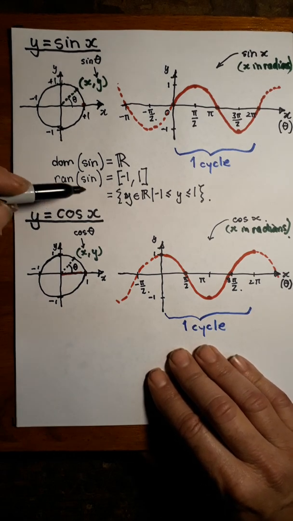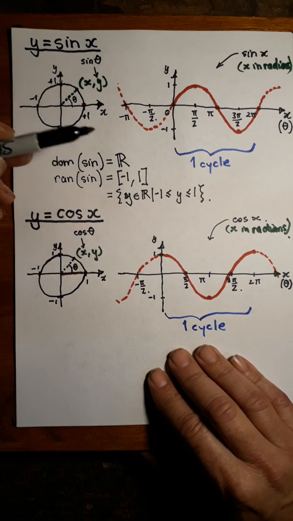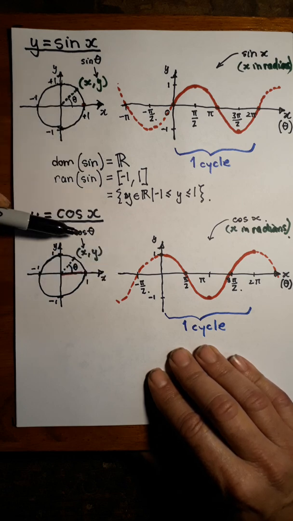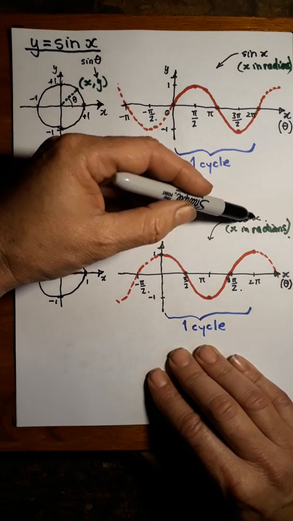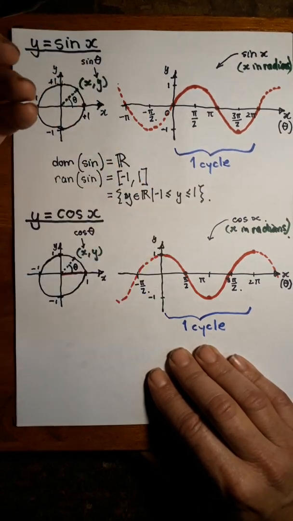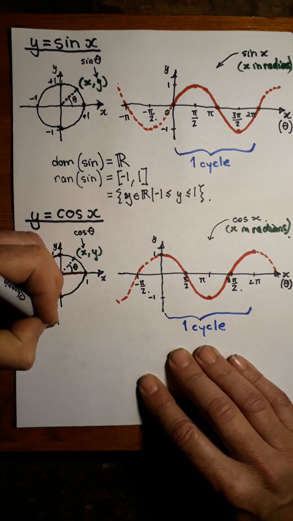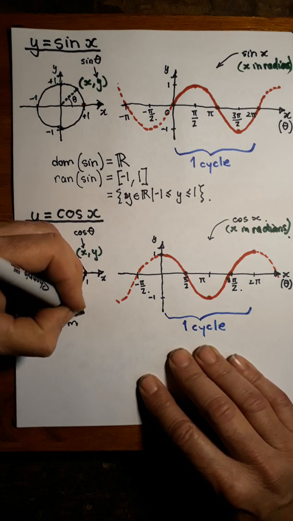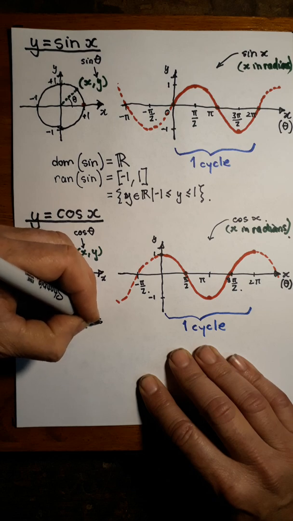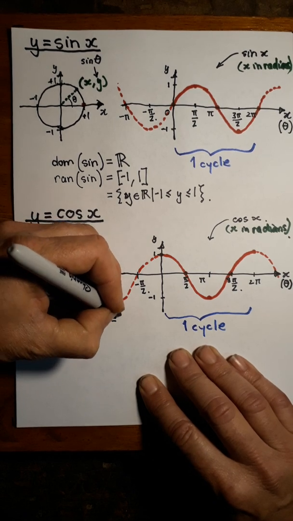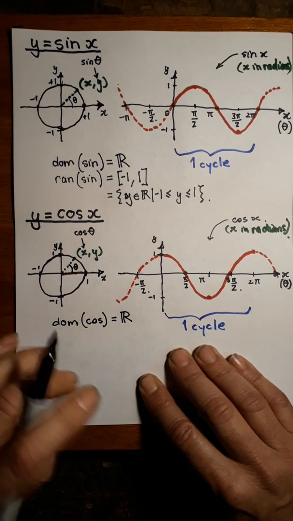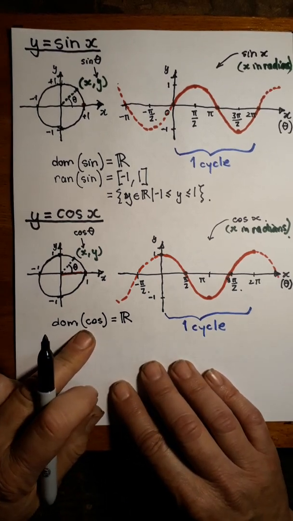I suppose we should talk about the domain and range. Again, there's nothing that's going to upset cosine. You can put any number you want into cosine and it will give you a value. So the domain of cos is any real number, okay?